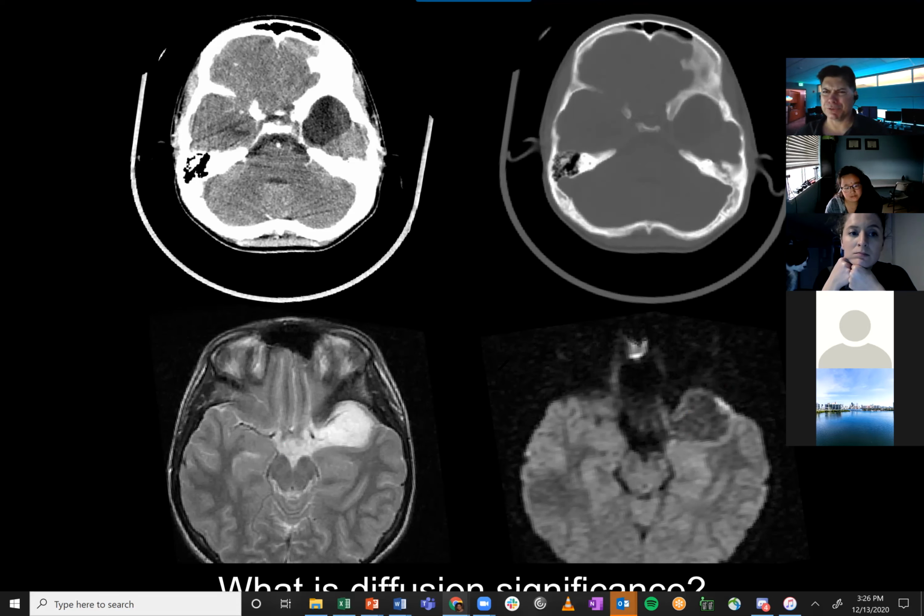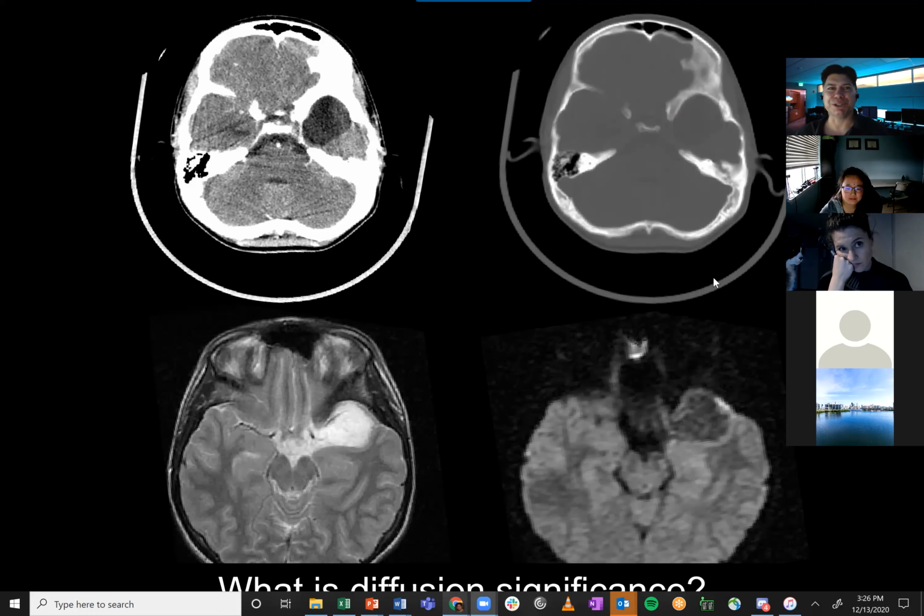Is this a good location for an arachnoid cyst? Yes, most of them are seen in the middle cranial fossa. This is the best location for an arachnoid cyst. That's right. The anterior aspect of the middle cranial fossa is the most popular location for an arachnoid cyst. And because it's not bright on the diffusion, you can differentiate this from what? Epidermoid. Epidermoid cyst. Exactly. Great job. Okay, next case.